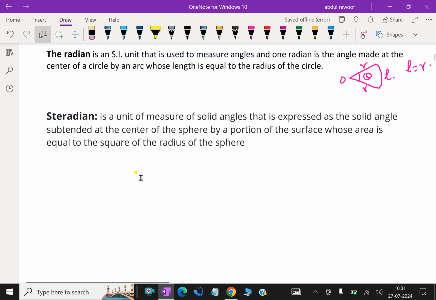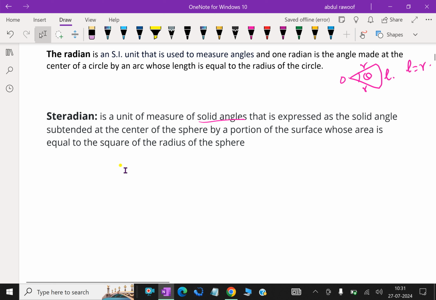Next one, steradian, is the unit measure of a solid angle. The steradian is expressed as the solid angle subtended at the center of the sphere by a portion of the surface whose area is equal to the square of the radius of the sphere. It's called steradian.